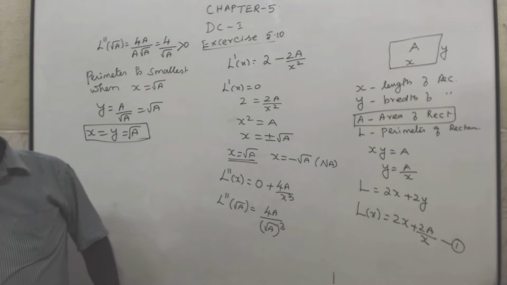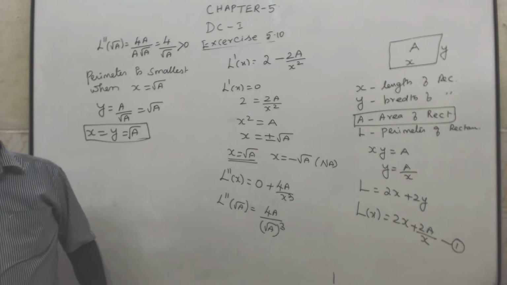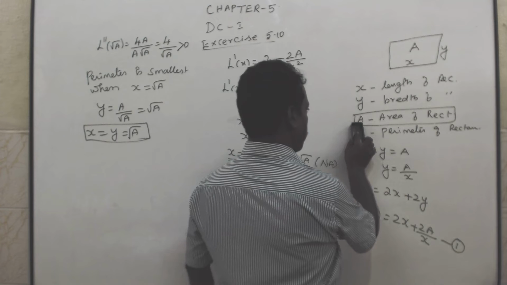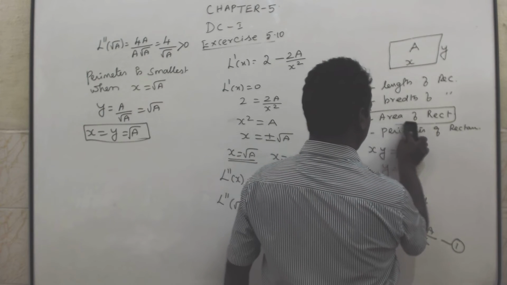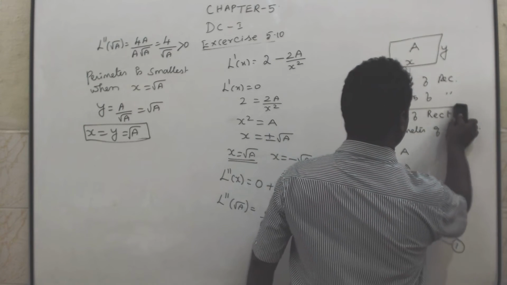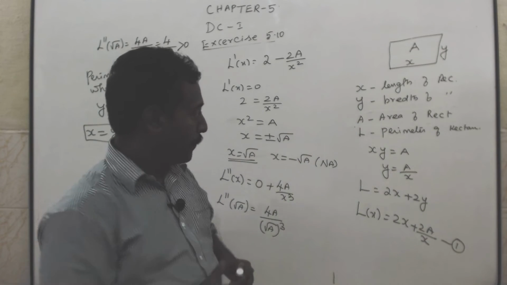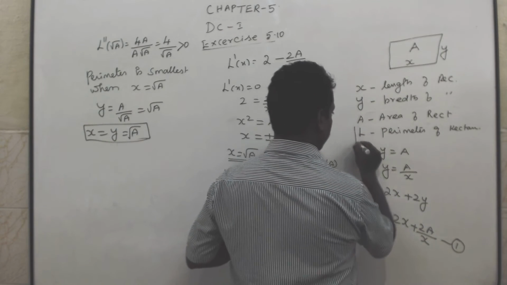So that, of all rectangles with given perimeter, the one with the greatest area is a square. Same concept, but with given perimeter. Perimeter is given. You have to find out the area. The same perimeter is given.